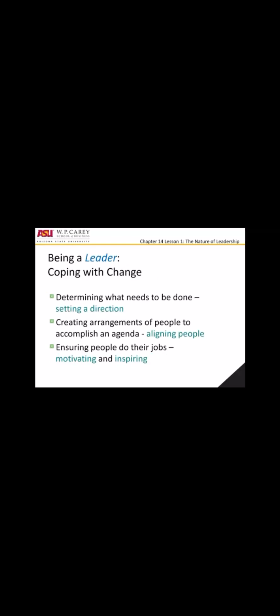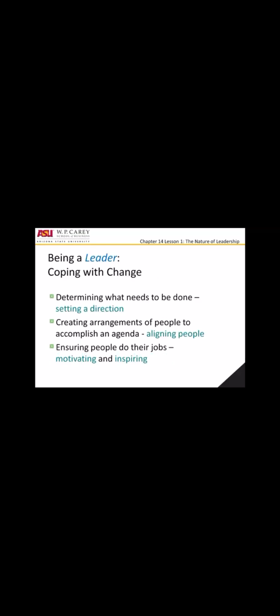Backing up to the manager here, creating arrangements of people to accomplish an agenda, managers organize and staff. If we look at what leaders do, creating arrangements of people to accomplish an agenda, we're talking about aligning people. Again, we're looking at getting that direction, getting people to voluntarily pursue organizational goals, so their goals align with the organization's. So if we're getting the arrangement of people in a certain way, aligning would be more what leaders would do. Organizing and staffing, getting the right people and choosing them, would be what managers do.